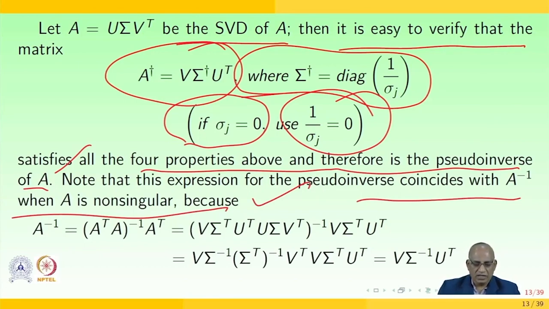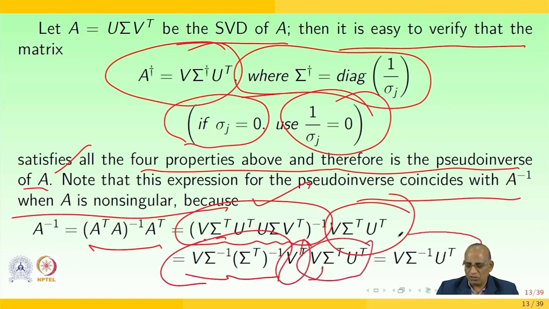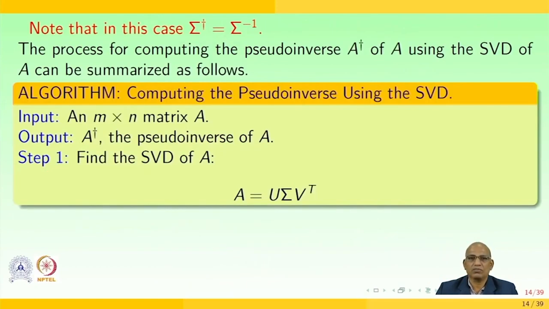A plus is A transpose A whole inverse times A transpose. This can be written as V sigma transpose U transpose U sigma V transpose whole inverse multiplied with V sigma transpose U transpose. And this is V times sigma transpose sigma whole inverse times V transpose V sigma transpose U transpose. So this turns out to be V times sigma inverse U transpose. Note that in this case sigma plus is sigma inverse.